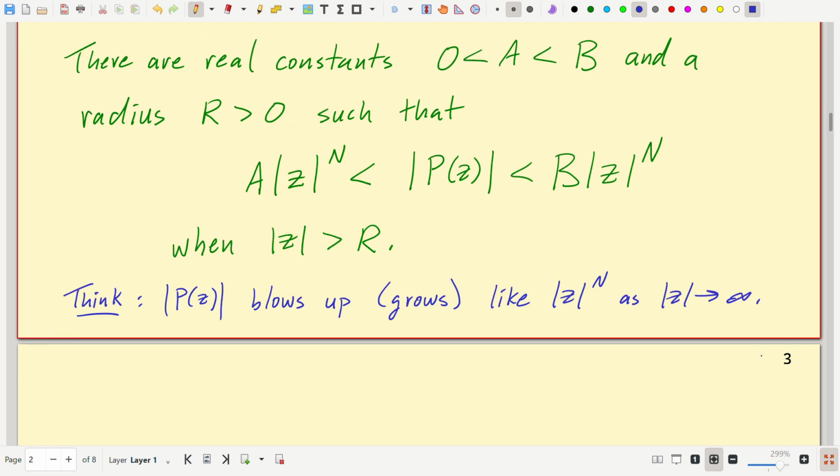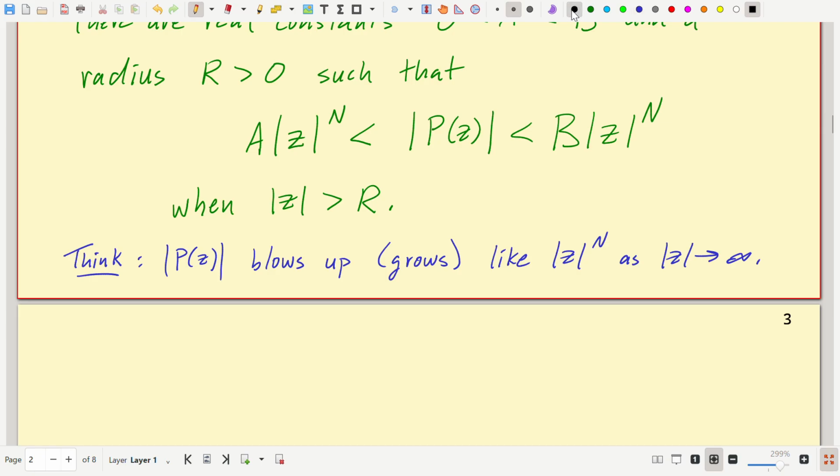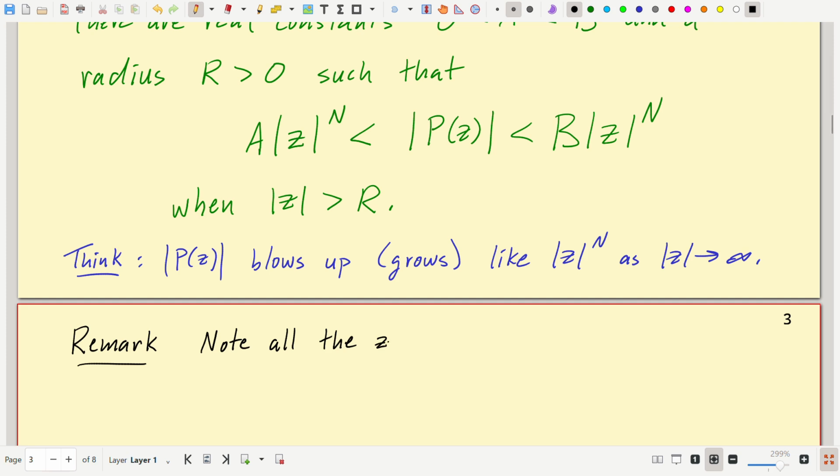And something to note, remark, note that all the zeros of the polynomial can't be outside that circle of radius r, because the modulus of the polynomial is strictly bigger than 0. So all the zeros, if any, all the zeros of P of z fall inside the disk of radius r about 0. There's none outside that.